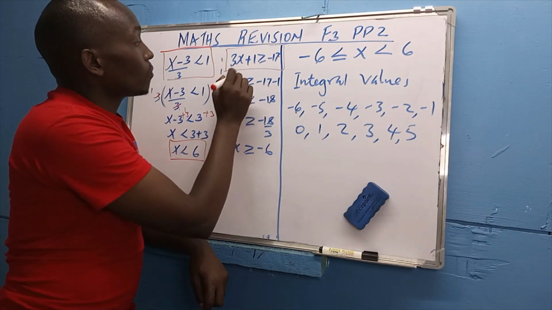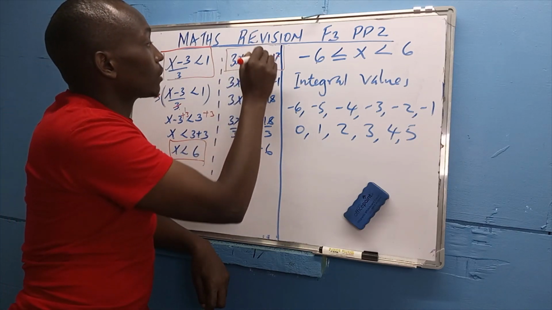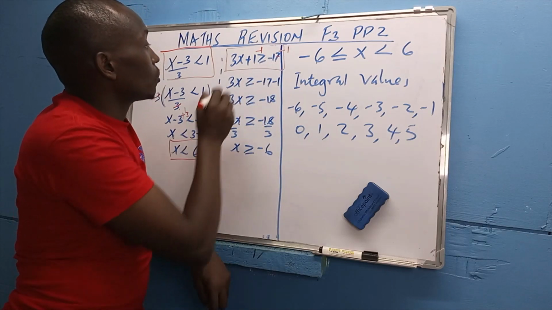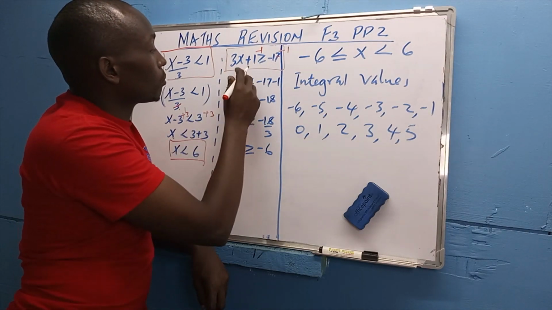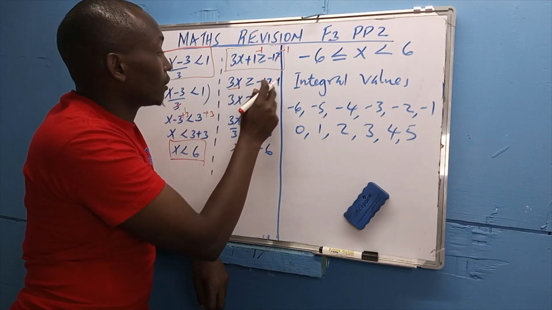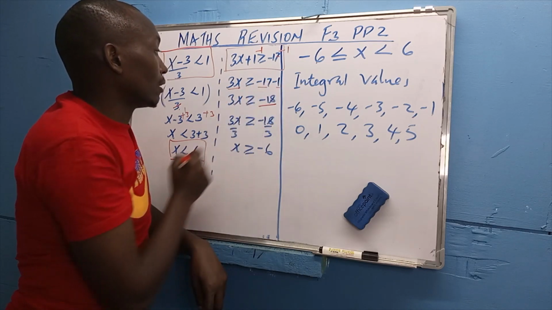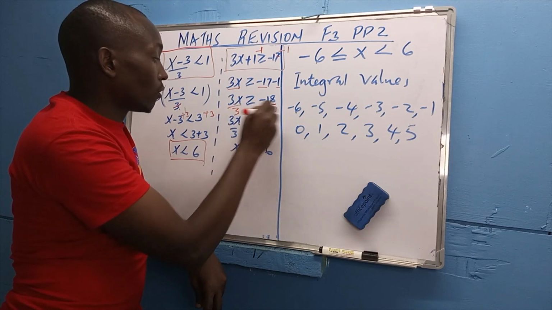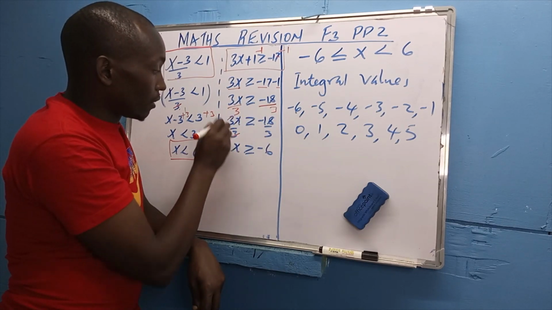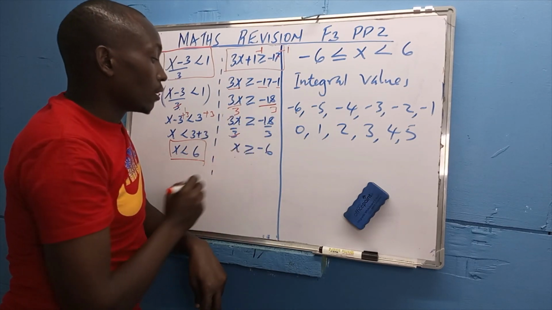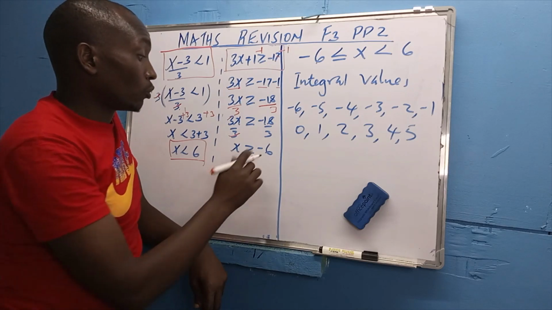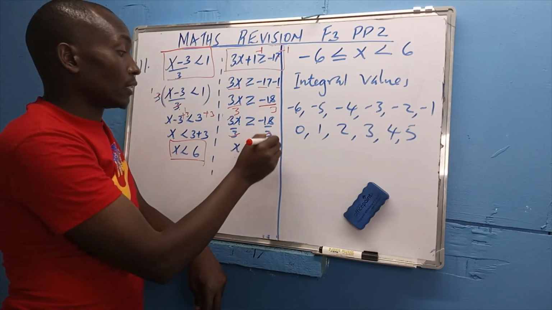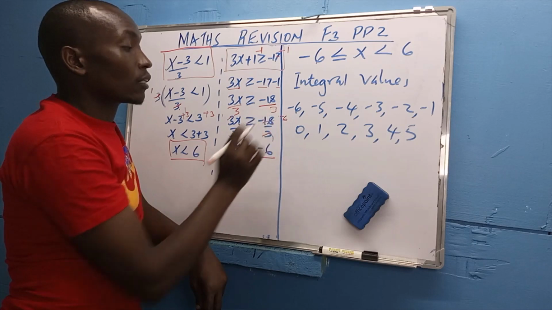On the other side, if I have this, I can subtract 1 on both sides. So finally 3x will be less than or equal to negative 18. That is negative 17 minus 1. So I can now divide by 3 on both sides. Dividing by 3 there, x will be greater than or equal to negative 6. Remember that is negative 6.